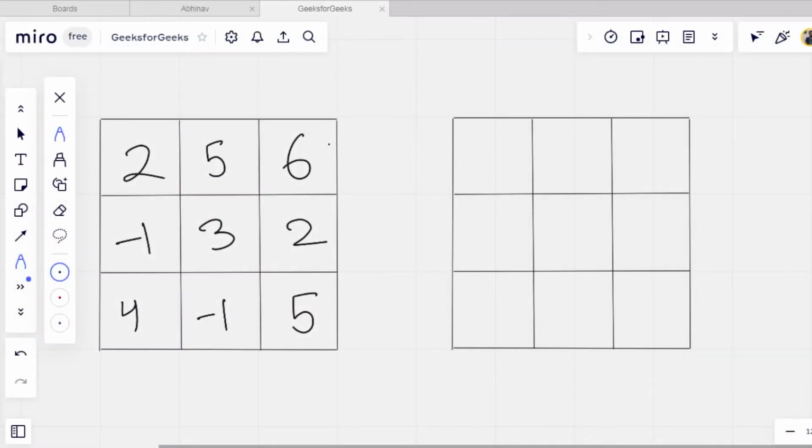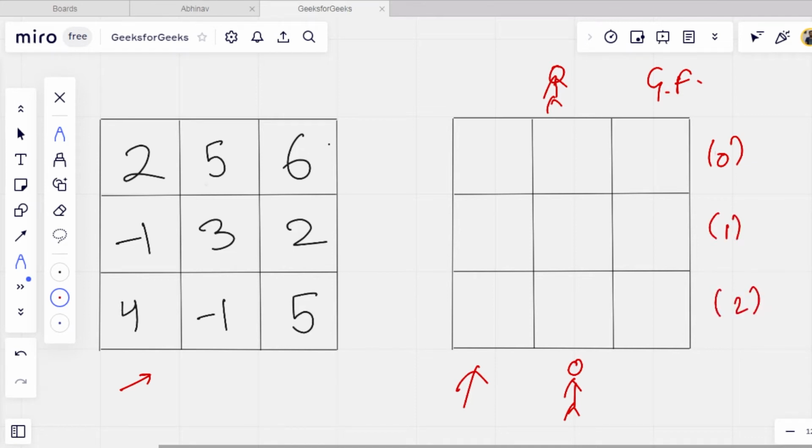First of all, this is the case given to us, and let's try to observe how these levels are arranged. If I explain it in this particular grid, we will start from the start. This is the ground floor, this is level number 0, this is level number 1, this is level number 2. Now you can step in any of the 3 blocks here.